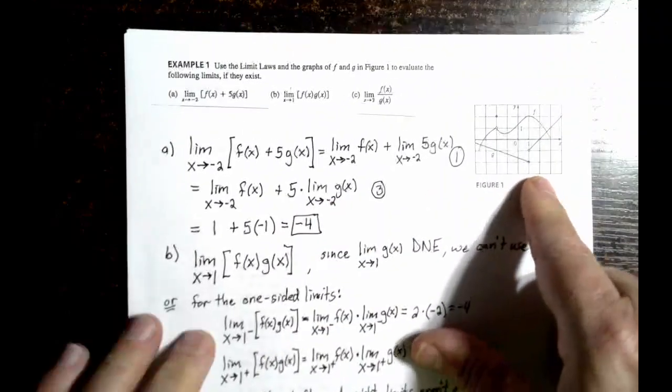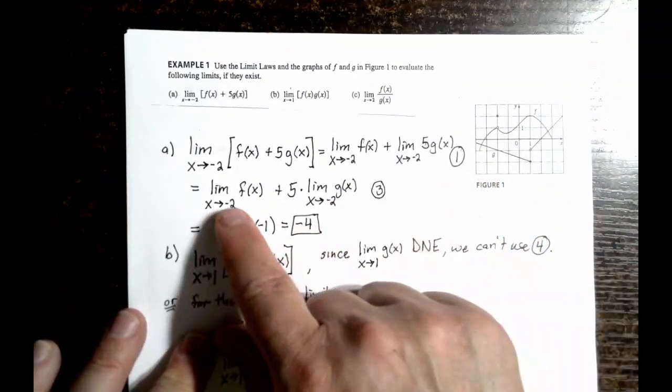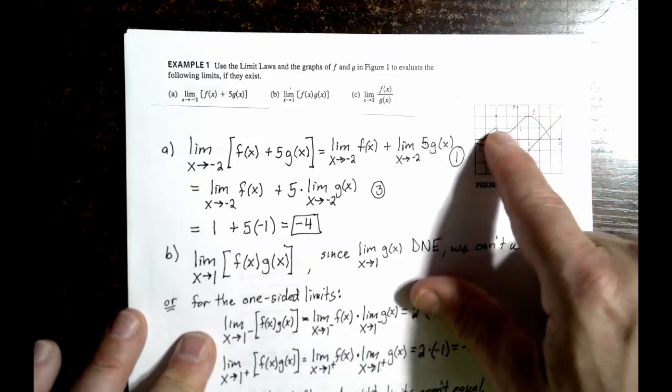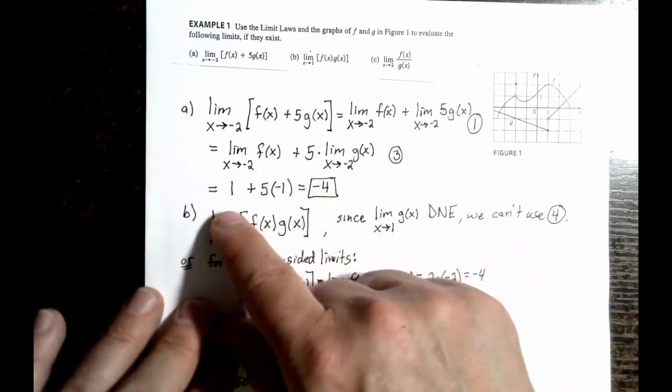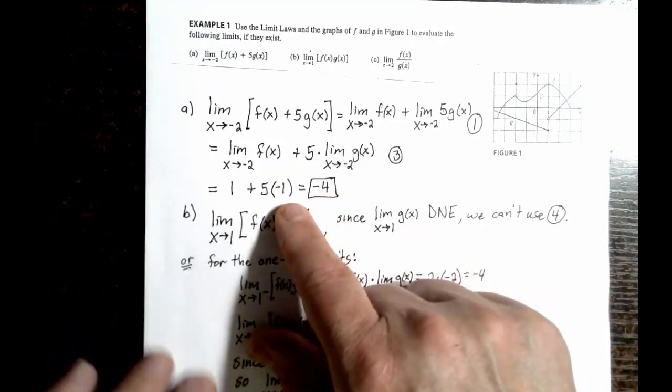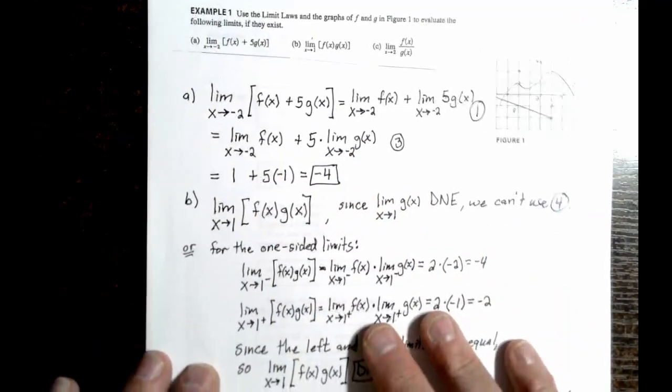And we can see what the limits of f and g are at negative 2: 1 and minus 1. So in place of f you put a 1, in place of g you put a minus 1, calculate it out, and you get minus 4.